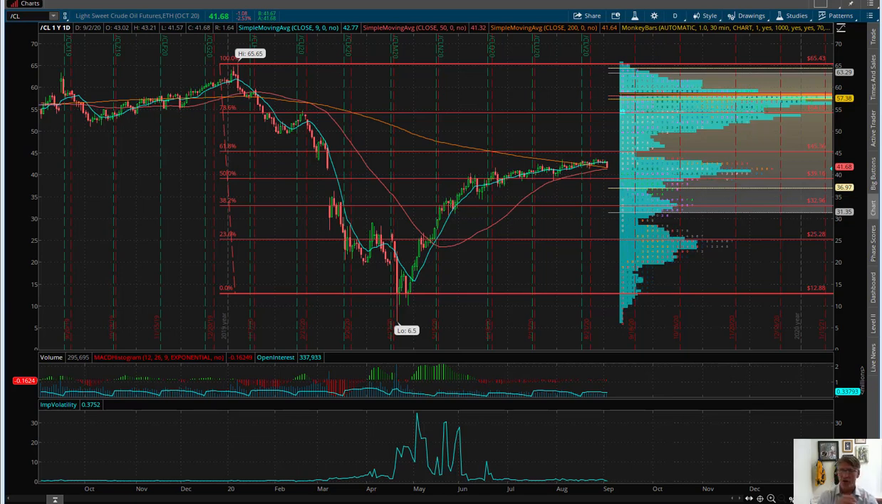Finally, we got crude oil inventories coming in at a drawdown of 9.4 million barrels. That's supposed to be a great number, and it was, because it was expected to be a drawdown of 2 million barrels. Much more of a drawdown than what was expected. Looking over here at crude oil right now, we're seeing that we got a little bit of a red candle going on, and crude oil is down $1 on the day.